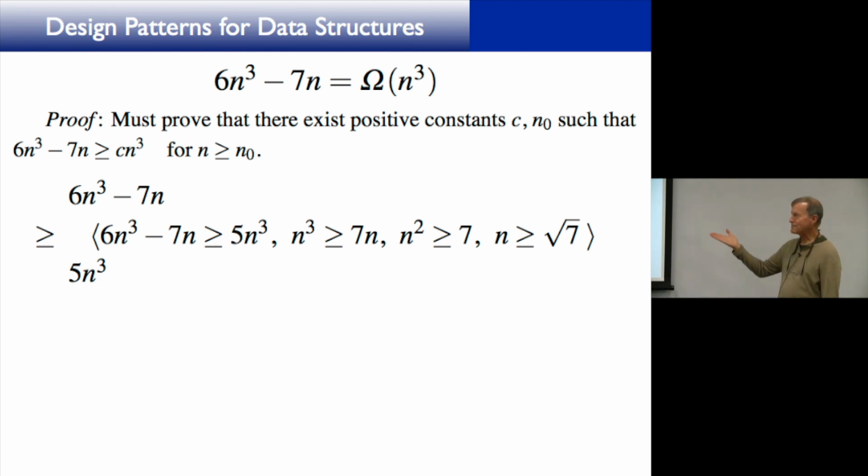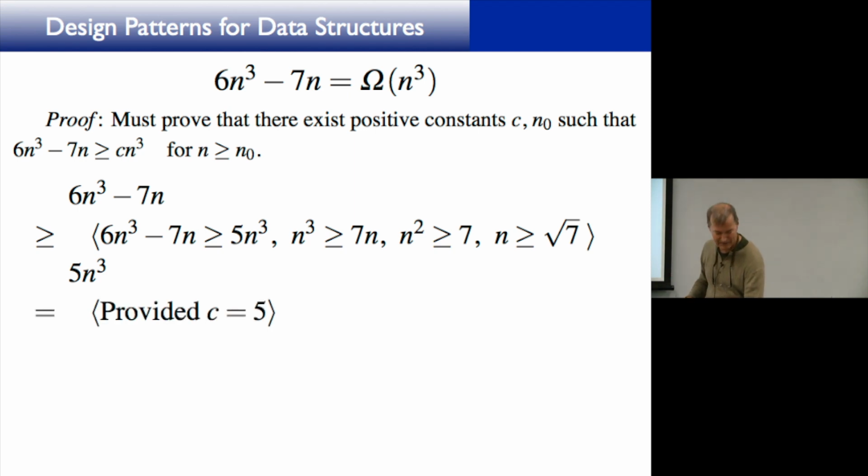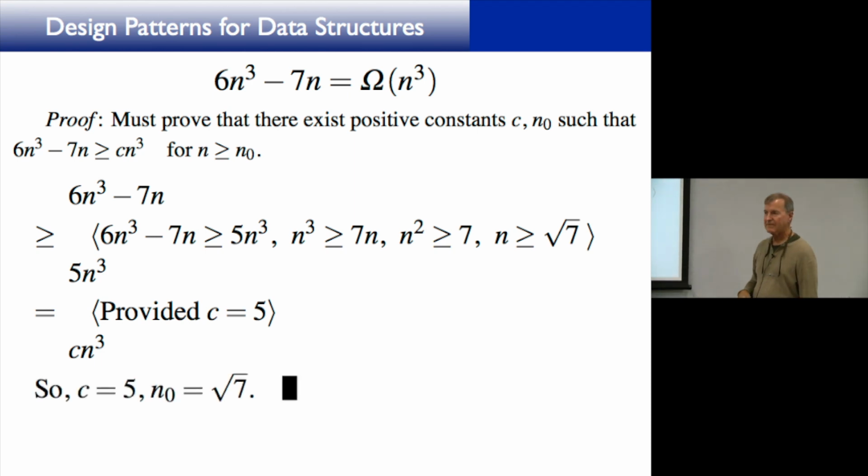So do you agree? Doesn't this prove that 6n cubed minus 7n is greater than or equal to 5n cubed, provided n is greater than or equal to positive root 7? By construction. See, this is a constructive proof. Right? But now it's 5n cubed. So C equals 5, Cn cubed. So what's the C? And what's the n naught? Root 7.